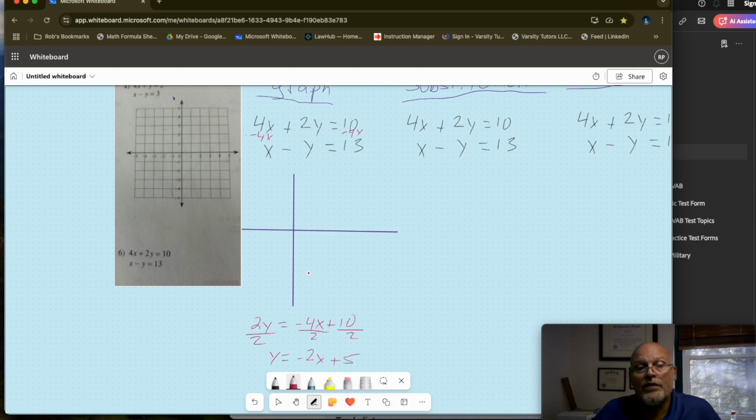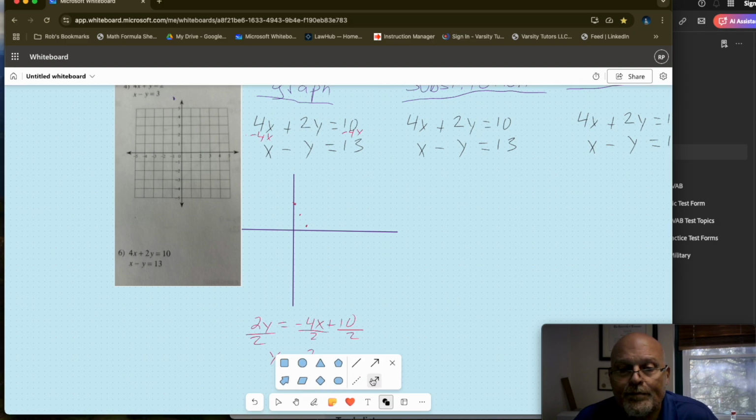And so what we're going to do is plot this, and I'm going to start by going to my y-intercept, which is 5. And then I'm going to go down 2 and over 1, down 2 and over 1, and then I'm going to draw my line.